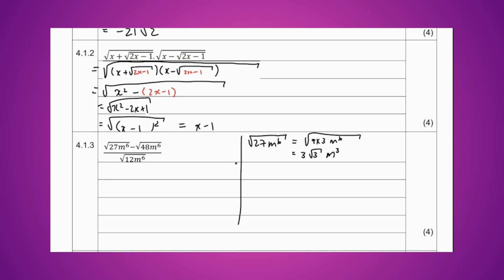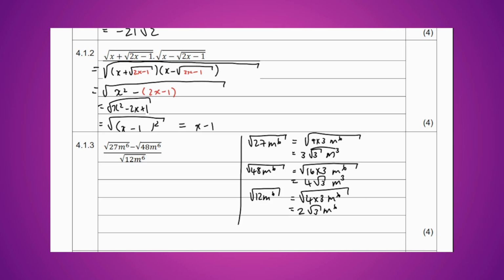And the same we do for the other ones. 48 would be 16 times 3. Are you seeing a pattern here? Do you see it's every time times 3? So this is 4 square root 3, and it's m to the power 3, 6 divided by that 2. And the same with the 12. We'll have 2 square root 3 m to the power 6.